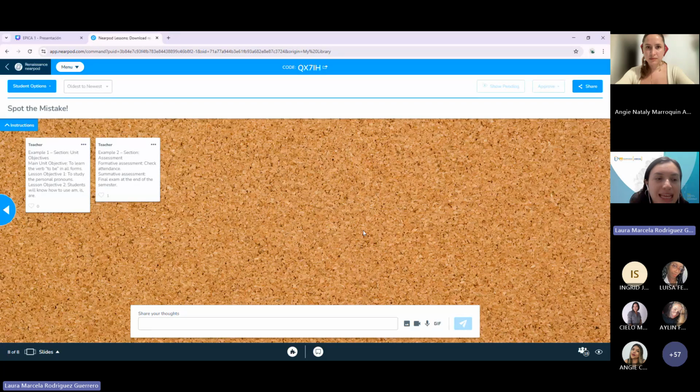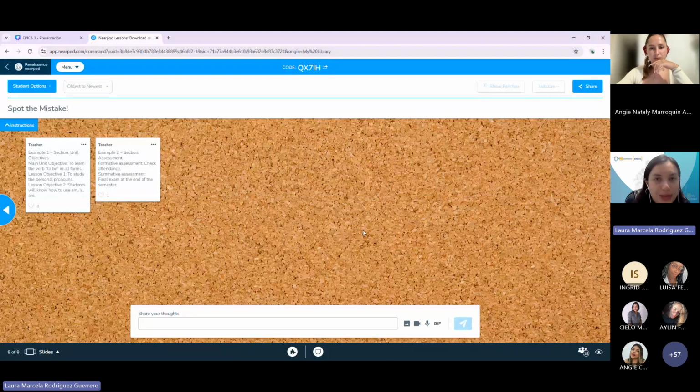It says, unit objectives. Main unit objective: to learn the verb to be in all forms. Lesson objective 1: to study the personal pronouns. Lesson objective 2: students will know how to use is and are. So you're going to read this example and tell us, okay, teacher, I consider the mistake is in lesson objective 1, or I will do it in this way.